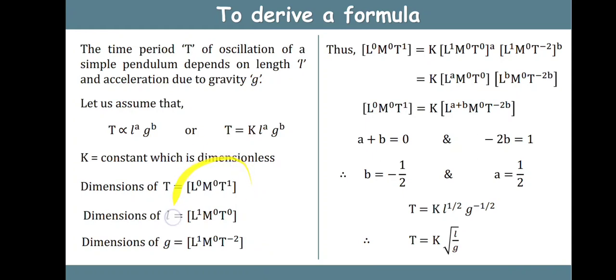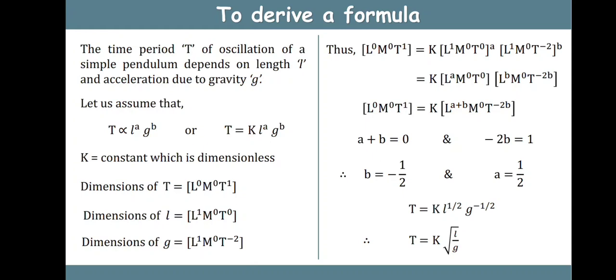So we have to put these dimensions in this formula. So dimensions of T, which is equal to L0 M0 T1, dimensions of L, L1 M0 T0 raised to power A, dimensions of G, L raised to power 1, M raised to power 0, T raised to power minus 2, raised to power B. So multiply these powers with the whole power, L power A, M0, T0. Then again these are the mathematical terms, so you can solve yourself.